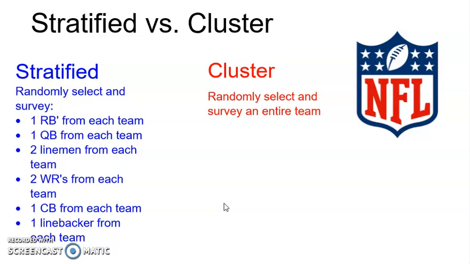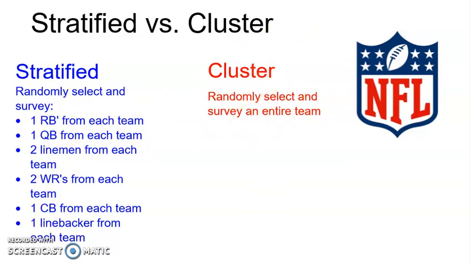Cluster would be, all right, the NFL is grouped into those separate teams. And if I wanted to get a cluster, I would just randomly survey an entire team. Within that one single team, I would have people from all different positions and all different ages. So that would be the difference between stratified and cluster. In both, you're splitting the population into groups. Stratified, you take some people from all of the groups. Cluster, you take all of the people from one or some of the groups.